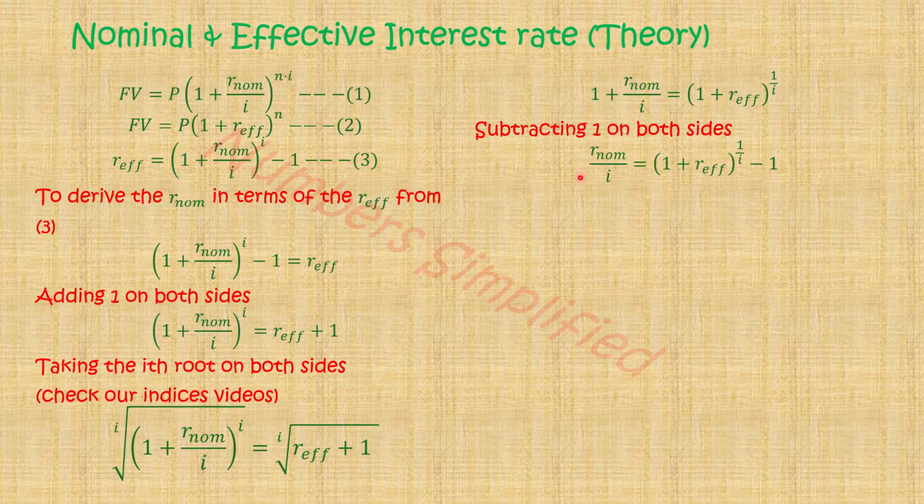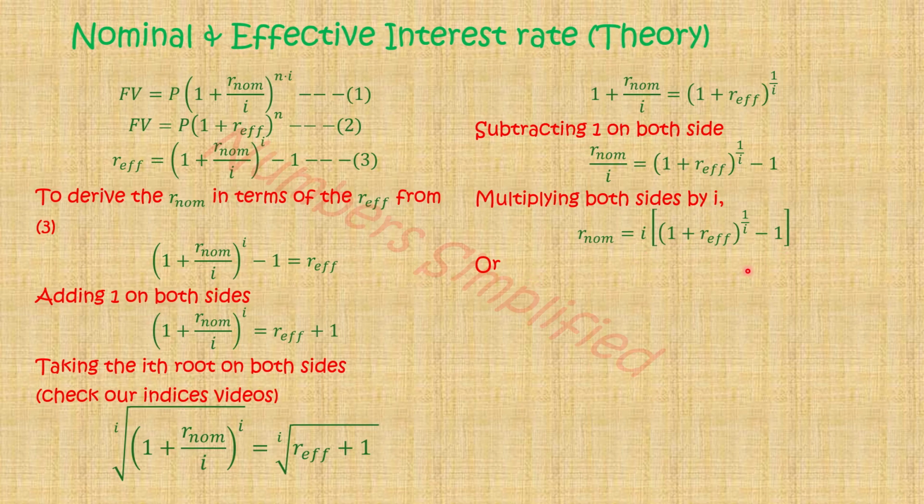so that we have the nominal interest rate over I being given by that. Of course, the next thing is to remove the I. We clear the fractions by multiplying both sides by I. In doing so, we end up having the nominal interest rate being equal to I times, in square parentheses and in curved parentheses, 1 plus effective interest rate raised to the power 1 over I minus 1. So that is one way of doing it.